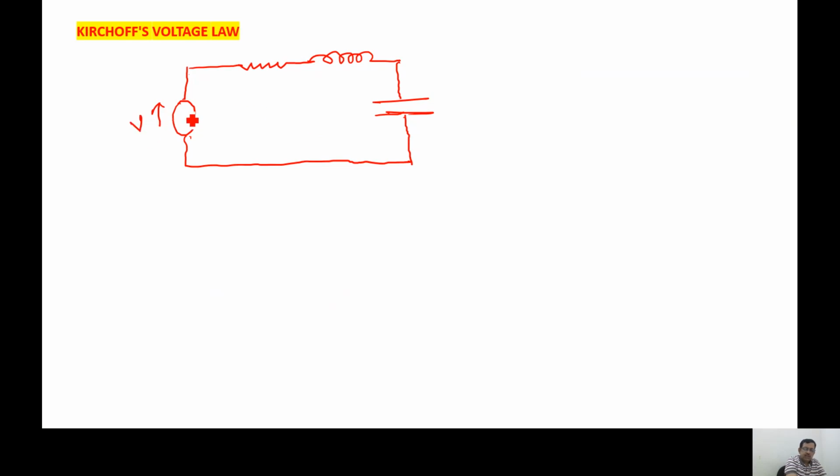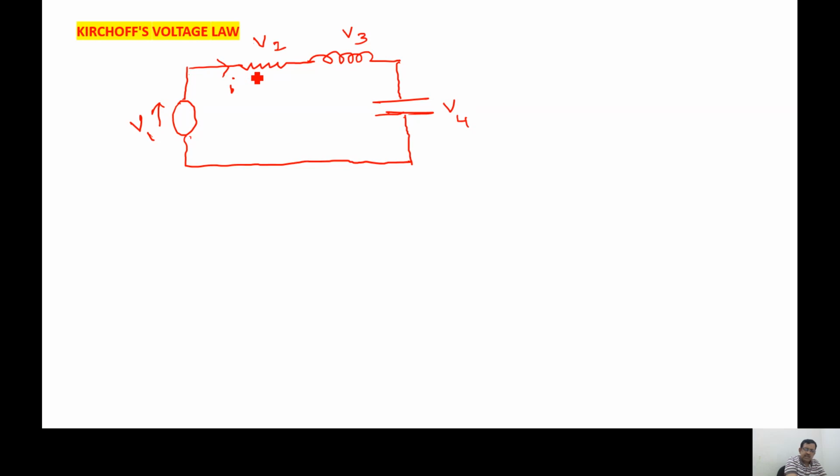So this is my voltage, and let us say the voltage coming from this voltage source is V1, and at the resistor there is a potential drop V2, at the inductor it is V3, and at the capacitor it is V4. Okay, and as I told you, the important characteristic is they share the same current.